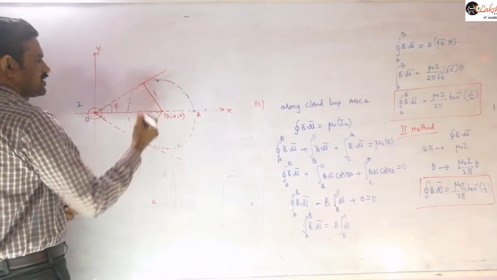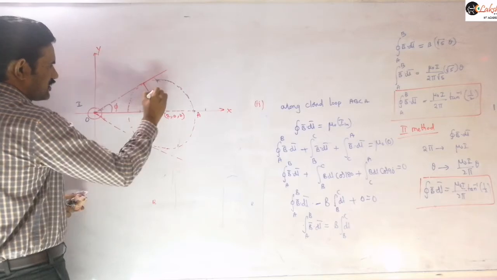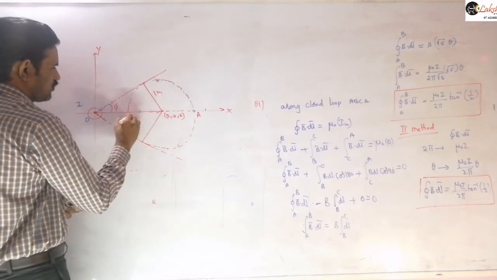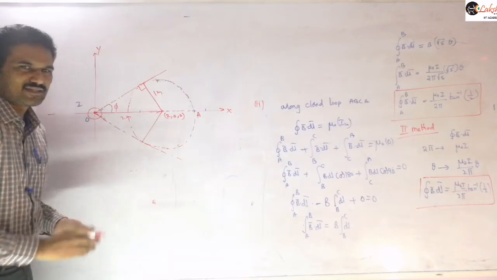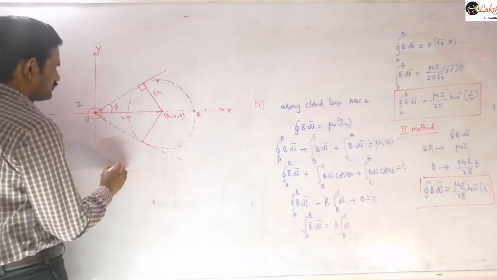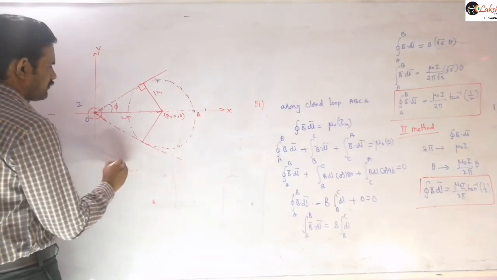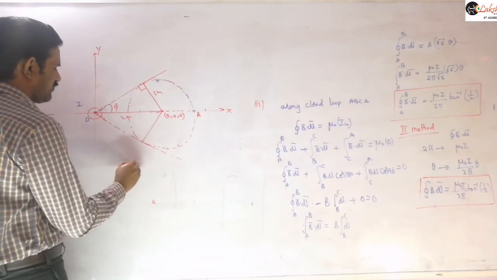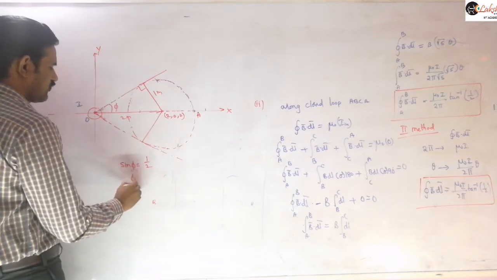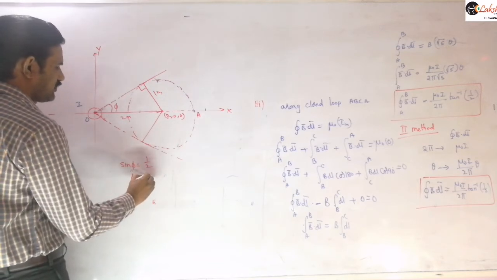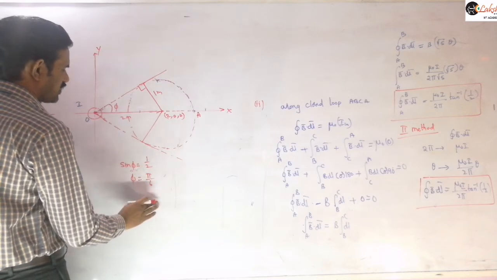So this is 1 meter I can say, and this is 1 meter and this distance is 2 meters. So this angle will be 90 degrees. And from this I can write the sin phi value here. So I can write sin phi is equal to 1 by 2. Therefore this phi is equal to pi by 6.